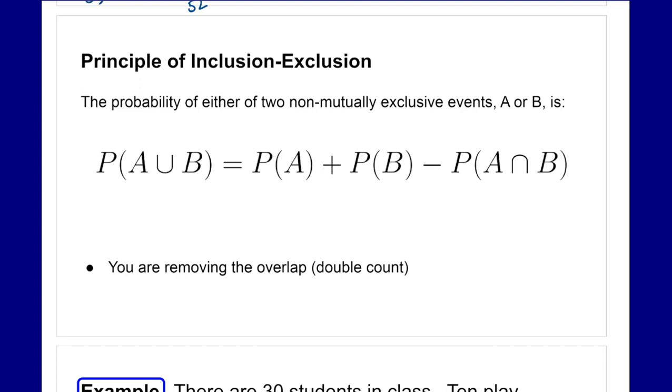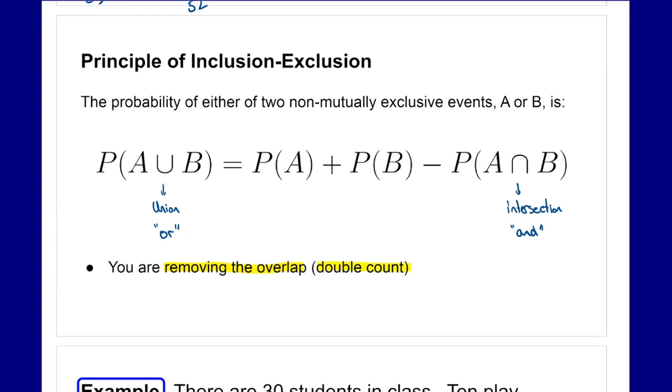So when we're looking at the probability of either of two non-mutually exclusive events, A or B, so again, it's still that or, the probability of A union B, this U represents union. So when we're looking at two events, see it as or, it's the probability of A plus the probability of B minus the probability of A intersection with B. This symbol just means intersection, or and. So the probability of A plus the probability of B minus the probability of A and B. Basically, you're removing the overlap, or removing the double count.